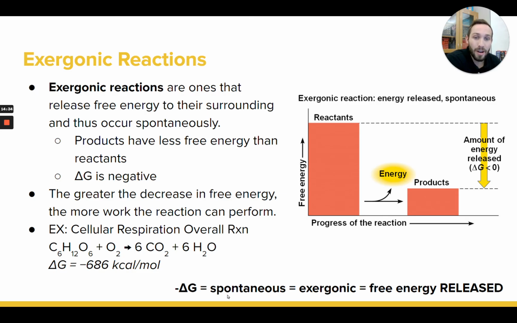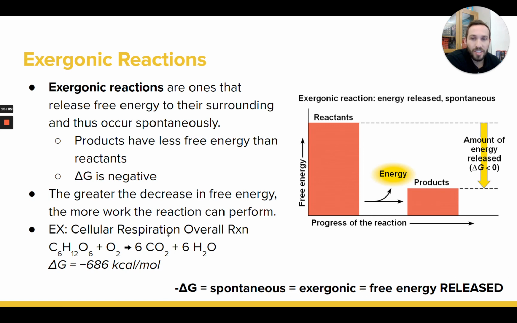And so down here, I have this little key. This is also written in your notes. You need to learn immediately that all of these things are synonymous. So when I say something's negative delta G, it means that it's spontaneous, which means that it's exergonic, which means that free energy is being released. All of those four terms mean the same thing. They're talking about something that is ending with less free energy than it started with. We could say it's spontaneous. You can say it's exergonic. You can say it has a negative delta G. You can say it releases free energy. It all means the same thing. So start tying those words together in your head.